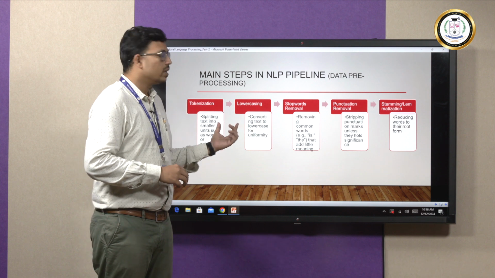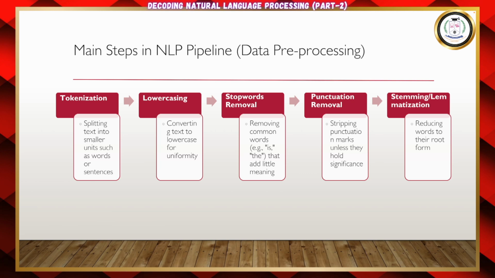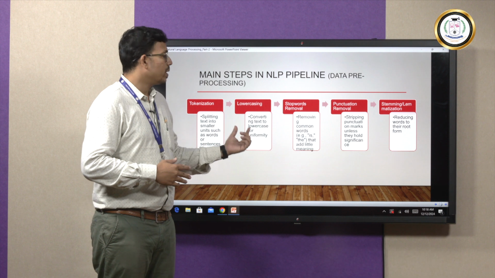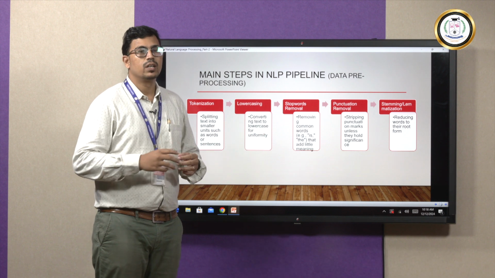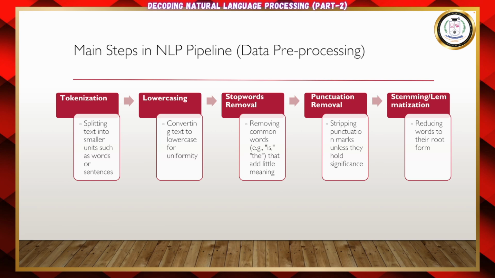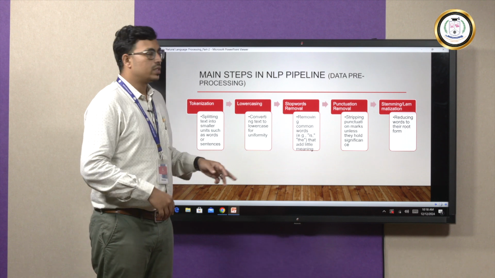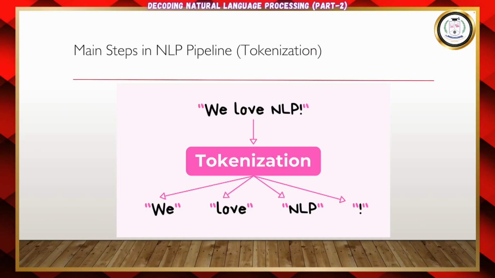Here we can see the first step is tokenization, which is the elementary step of any NLP application. It is followed by lowercasing, which changes the case to lowercase, and then stopword removal, then punctuation removal, and then finally stemming and lemmatization. Straight away we start with the first step, which is tokenization.